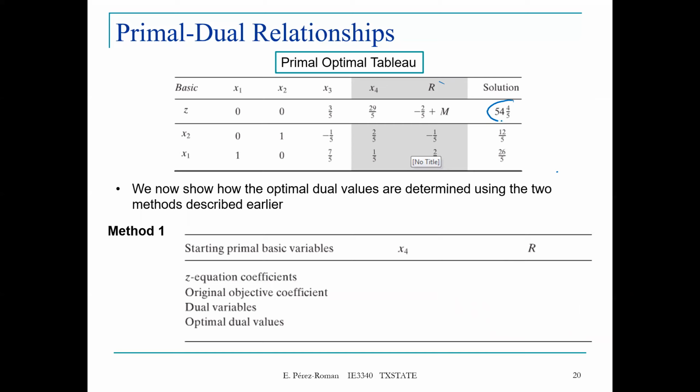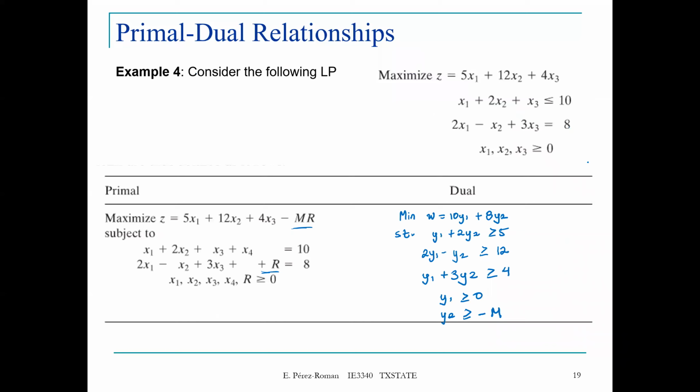So this is the solution, the optimal objective function solution. And what this is saying is that x2 is going to be equal to 12 over 5, and x1 is going to be equal to 26 over 5. So what we want to find now is, okay, we know the dual problem now. This is our dual. So we want to use one of the two methods to find what's the value for y1 and what is the value for y2.